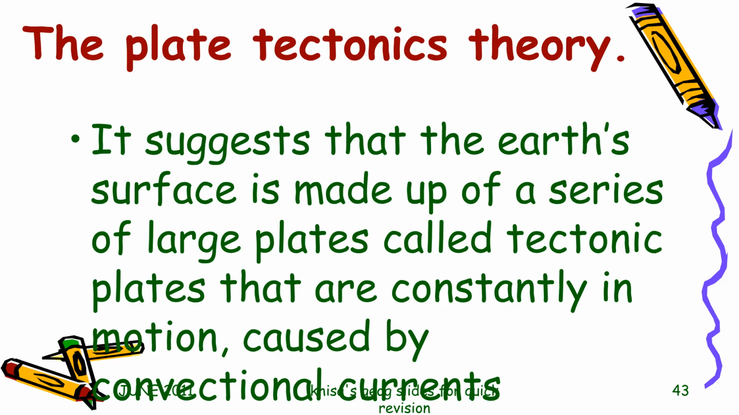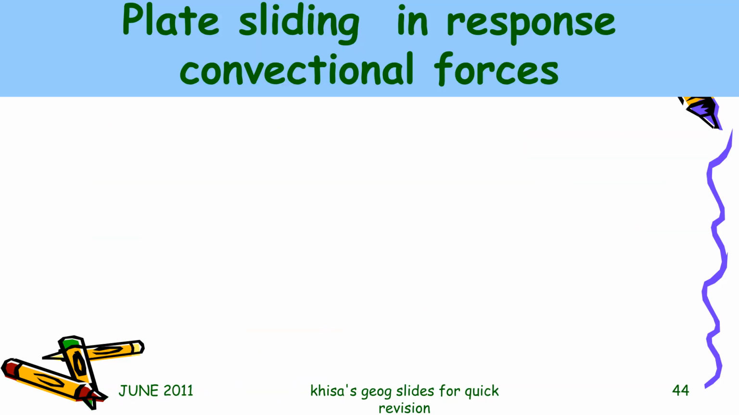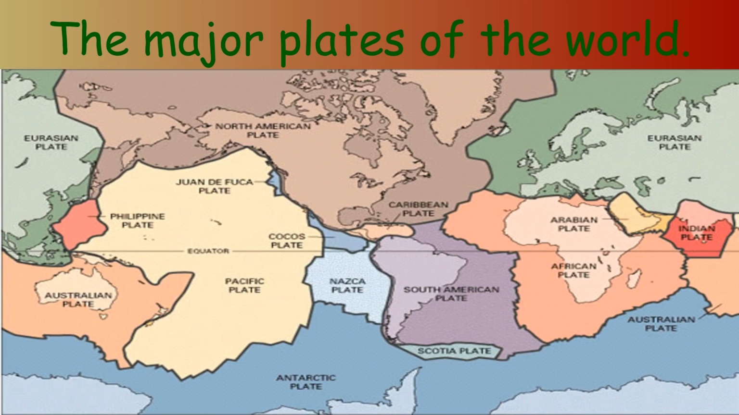The second theory is plate tectonics. It suggests the Earth's surface is composed of large tectonic plates that are constantly moving due to convectional currents. This diagram illustrates how plates slide in response to the forces generated by convectional currents in the mantle. Finally, we see a map showing the major tectonic plates of the world, highlighting the boundaries where interaction and movement occur.